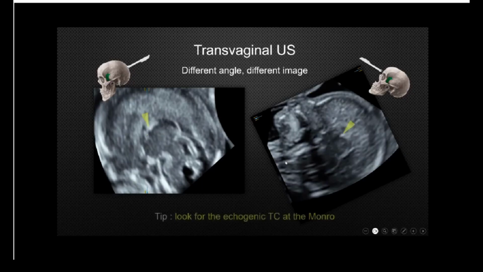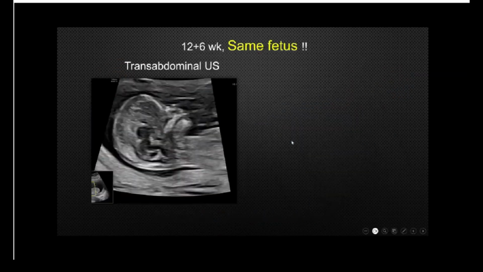However, my tip for you is always look for the echogenic tela choroidea, because of the high blood content in this area, you will always see the echogenic reflections, and this should be your landmark. So once you see the echogenic tela choroidea, try to mobilize the probe and the fetus, and use this as a landmark, and then look for the surrounding structures.